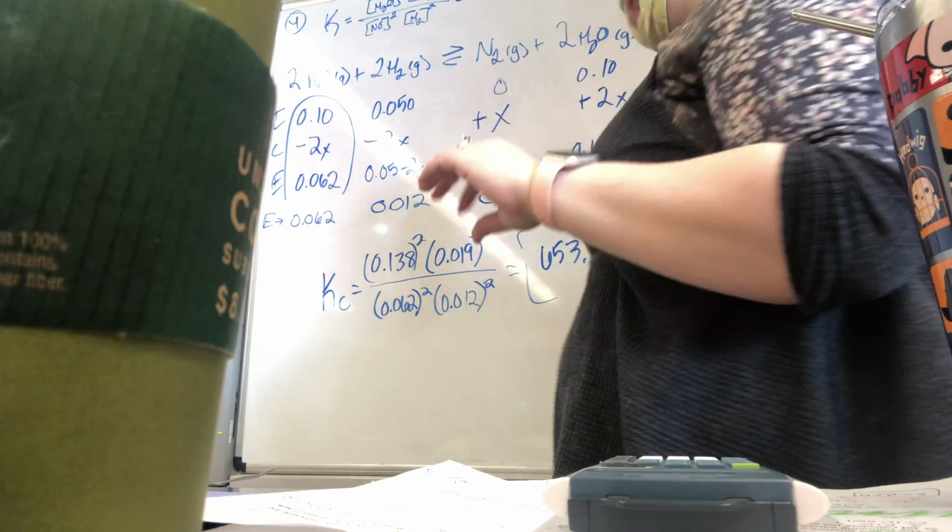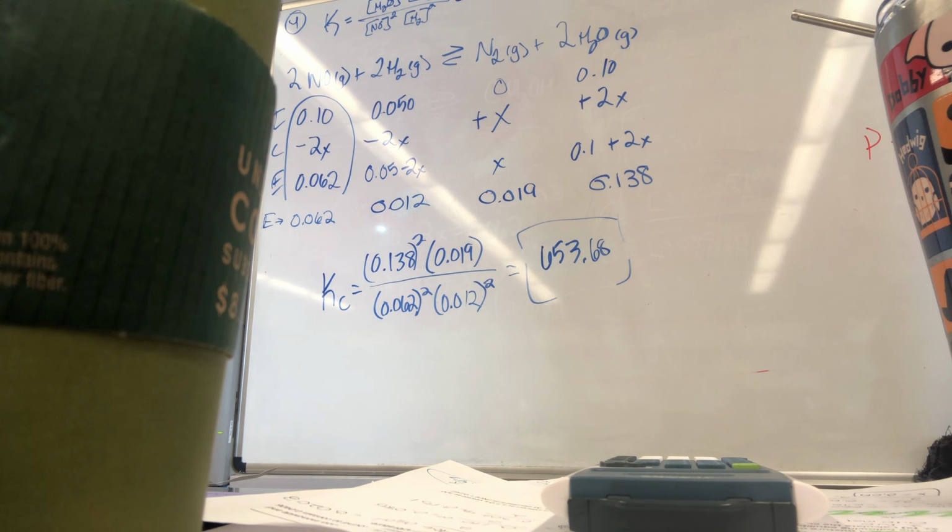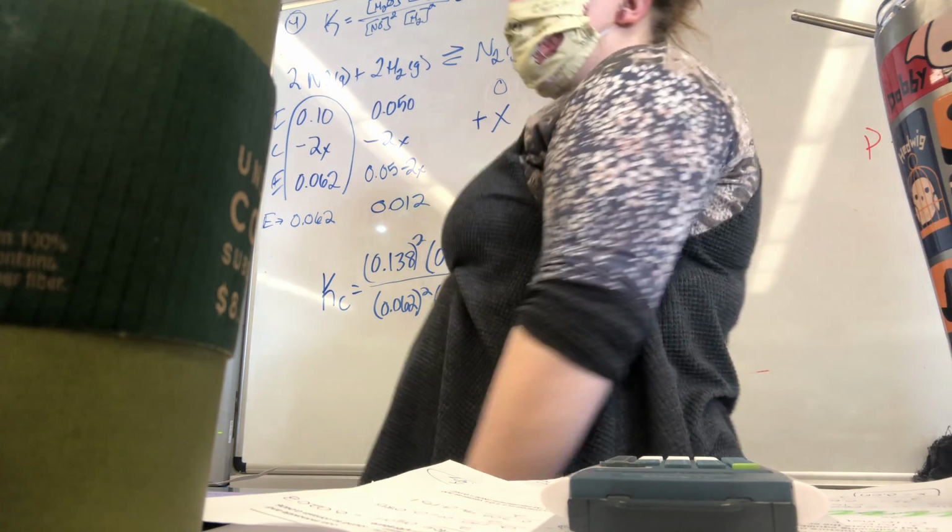Move on to number 5. Start setting up number 5. Get your expression written. Get your ICE table made. You can do it.